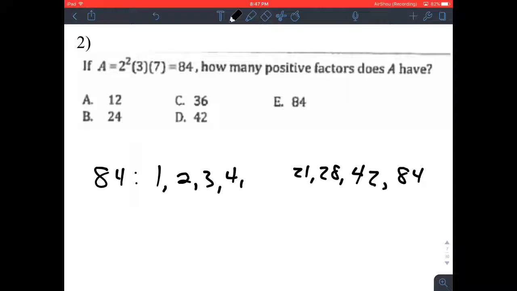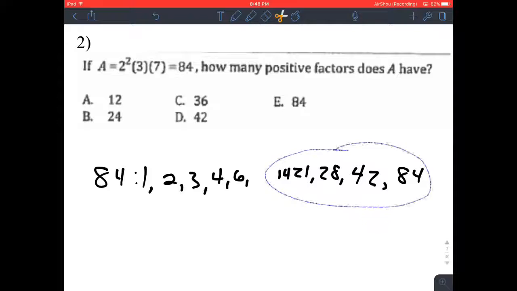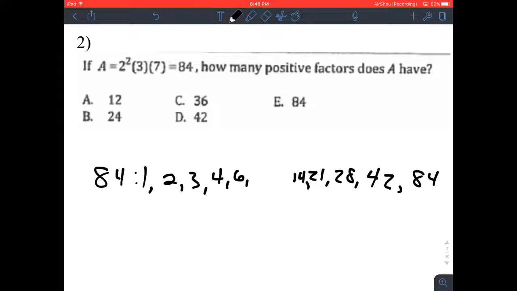5 doesn't go into it. 6 goes into it. Let's see how many times. 84 divided by 6 goes 14 times. Running out of space. 7 obviously goes into it because it shows up there that 7 does. 7 goes in 12 times. 8 doesn't, 9 doesn't, 10 doesn't, 11 doesn't, and then you get back to 12. So we got 1, 2, 3, 4, 5, 6, 7, 8, 9, 10, 11, 12. 12 positive factors.